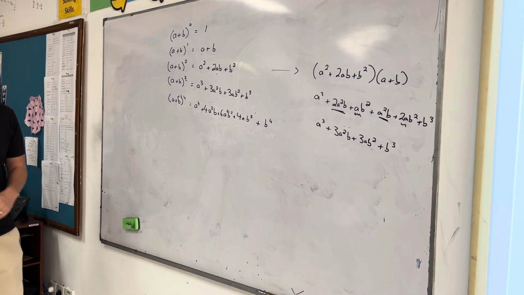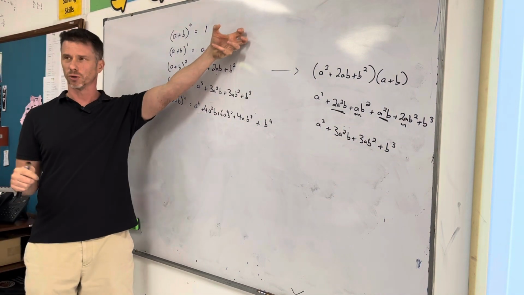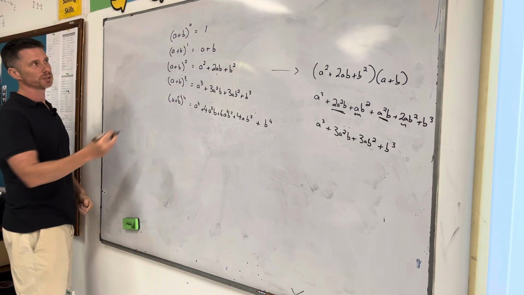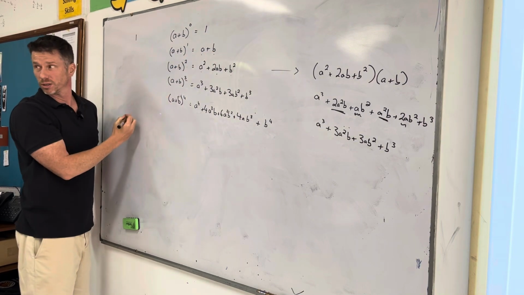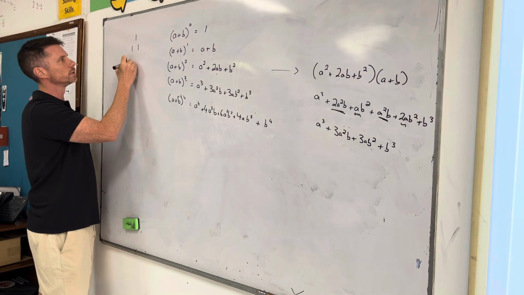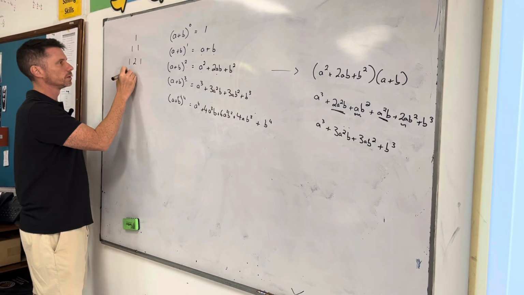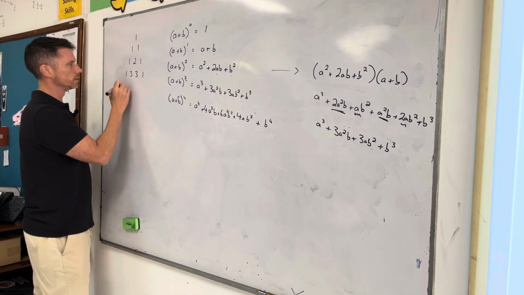Yeah. So let's just look at the coefficients. Let's pull the coefficients, the numbers in front of a and b, out. So there's only 1 here. This is 1 and 1. The coefficients here, 1 and 1. Yeah. This is 1, 2, 1. This is 1, 3, 3, 1. This is 1, 4, 6, 4, 1.